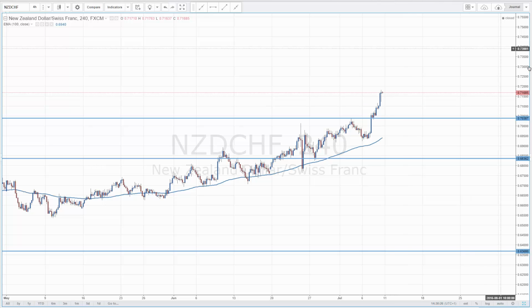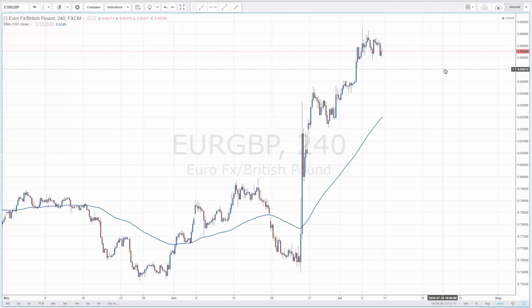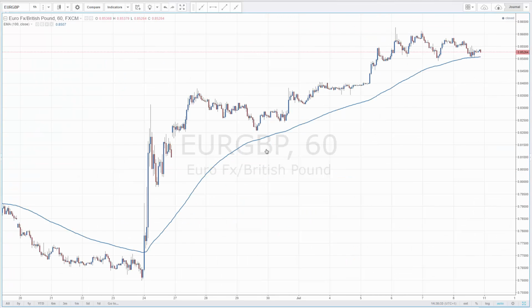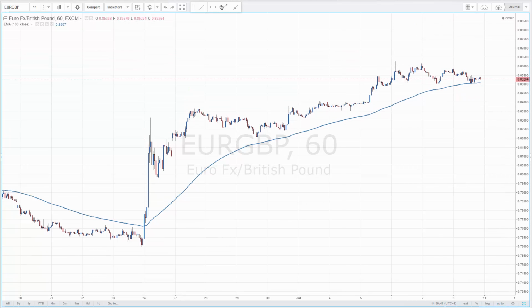Okay, and then one final one is this one in the Euro Pound, and it's actually the one on the 1 hour chart that I like the look of the most. It's kind of been climbing up, as you can see, since Brexit there. It's been moving up, up, up. We've got a nice harmonic pullback here. So what I'm going to be looking for is a break of this trend line on the 1 hour chart. Little break to the upside.